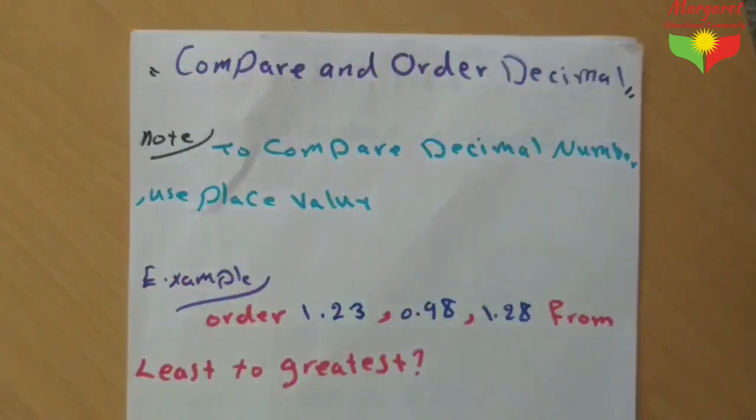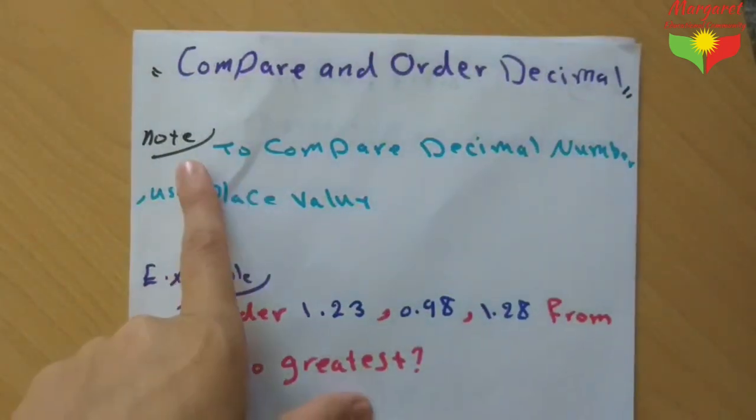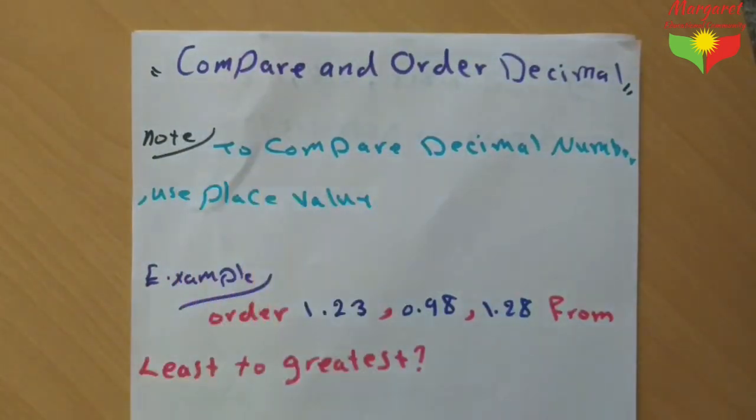Compare and order decimal numbers. We have this important note. To compare decimal numbers, use place value. Always, to compare decimal numbers, you must use place value.